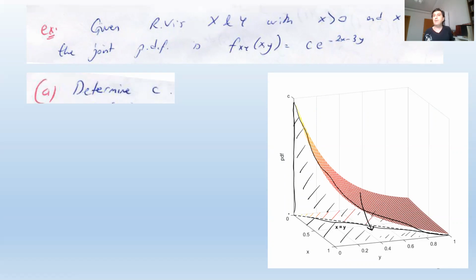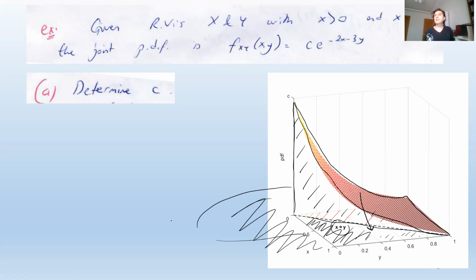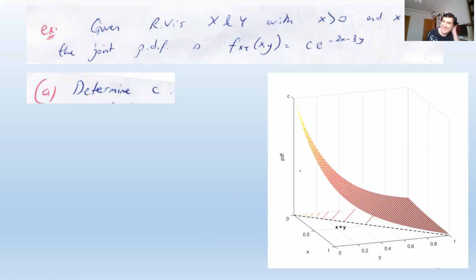You may easily think about it in this fashion. The probability density function is only a non-zero value in this part. For the rest of the region of x and y values, for negative values or where this condition is not satisfied, it's going to be all zero. All right. So determining C is basically based on finding the volume beneath this surface, right?